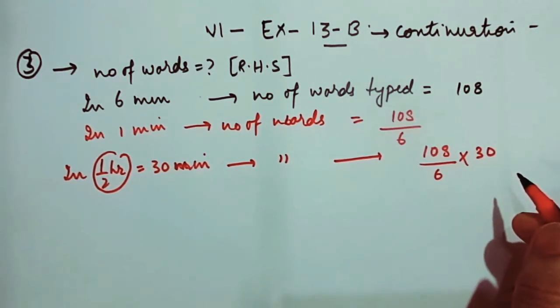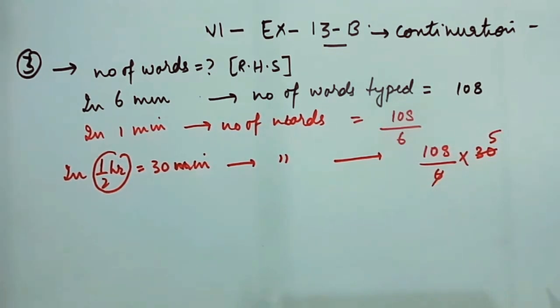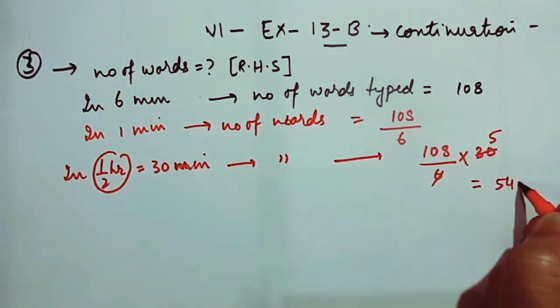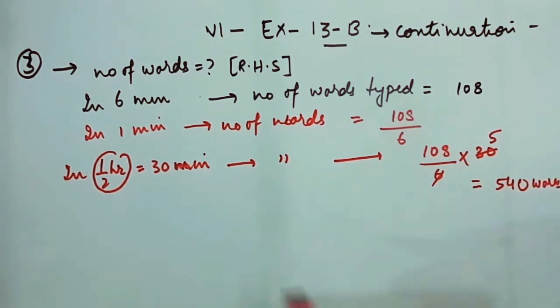Am I right? Yes. 6 5 times 30. Shall we multiply? And we'll get 540 words.